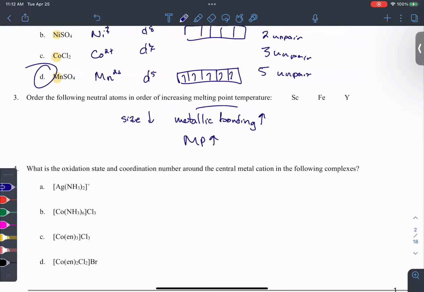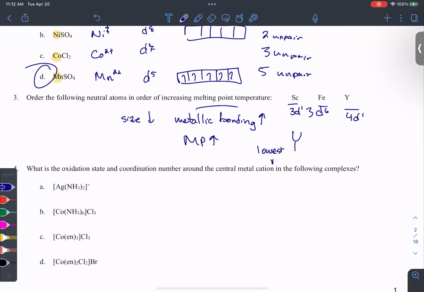So if we look at scandium, iron, and yttrium, scandium is a 3D element. It's 3D1, iron is 3D6, and yttrium is 4D1. So of these, do we know which one's the biggest atom? Yttrium, yeah, because it's 4D. So yttrium is going to have the highest or lowest melting point? Lowest, so it's going to be yttrium first in terms of lowest melting point.